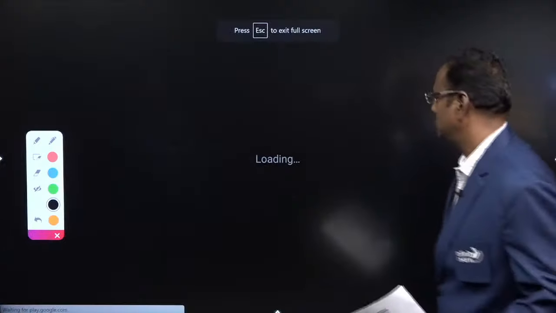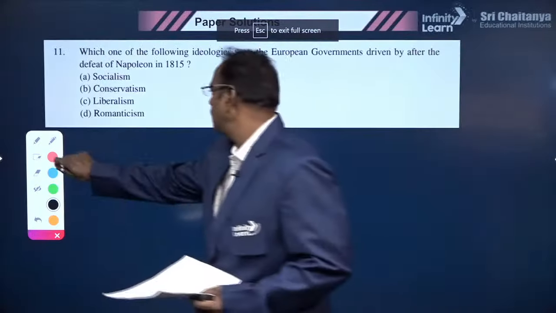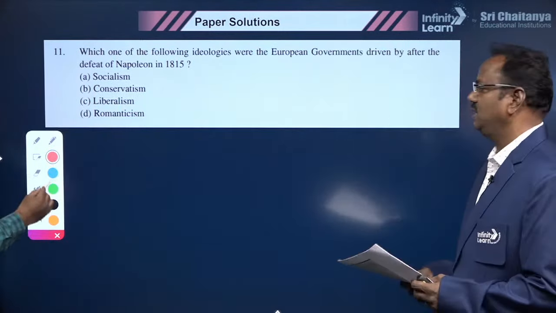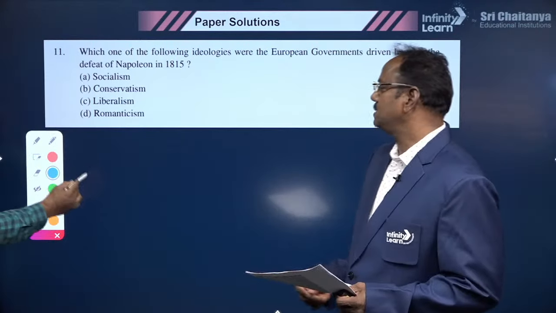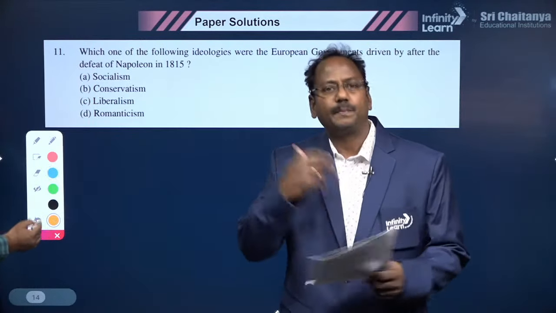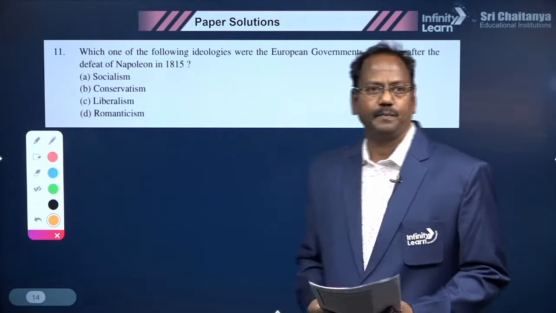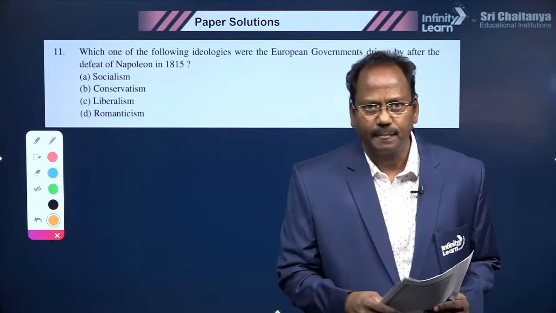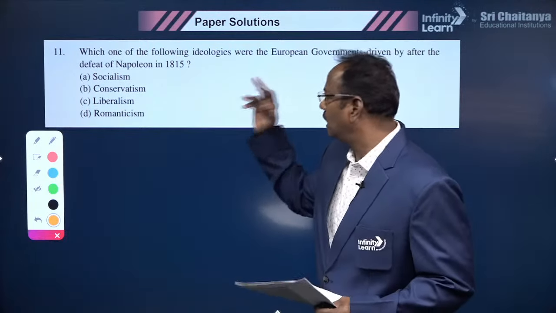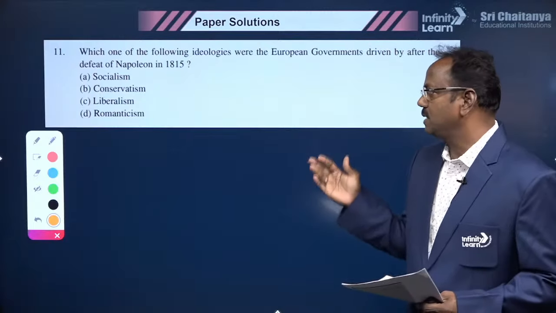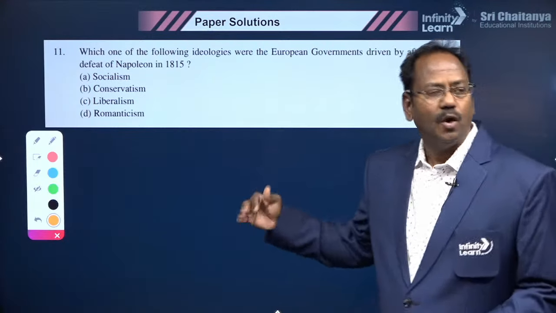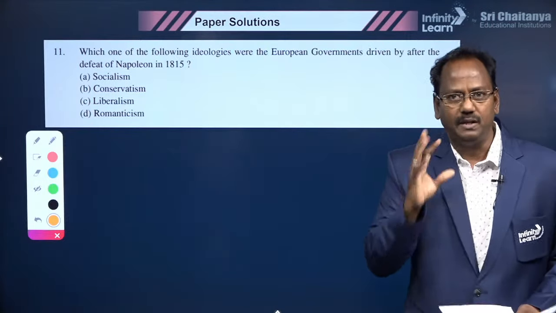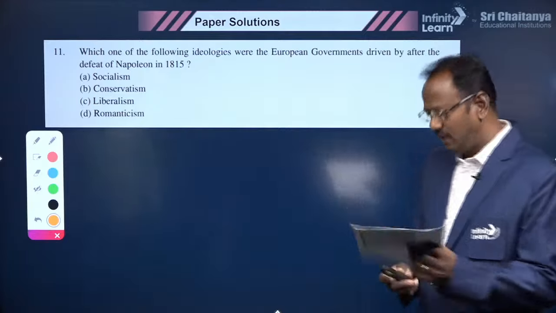I go for a slide, so once again, yes, and so now you can see conservatism. What is conservatism? If you see here, conservatism is nothing but preserving all the old order. Preserve the old order. It was disturbed by Napoleon, isn't it? So we can go for the item conservatism. Liberalism, romanticism, socialism, all these were not related to this question. So the answer is B. The clear answer to question number 11 is B.